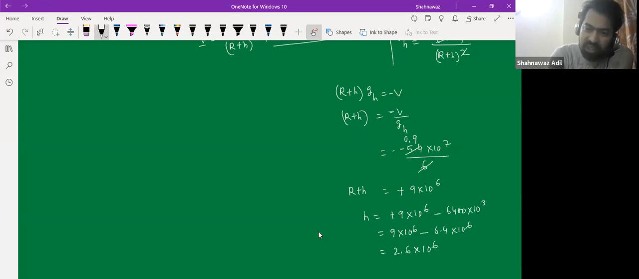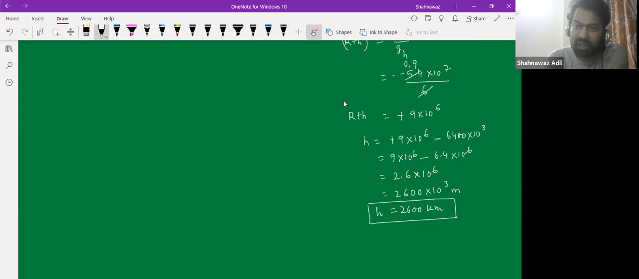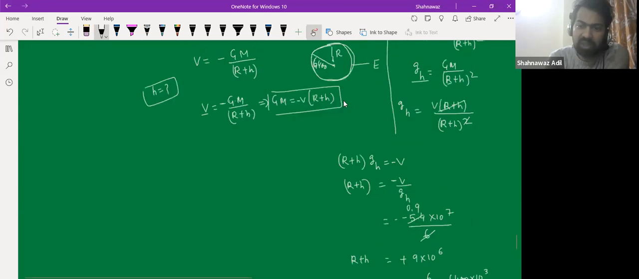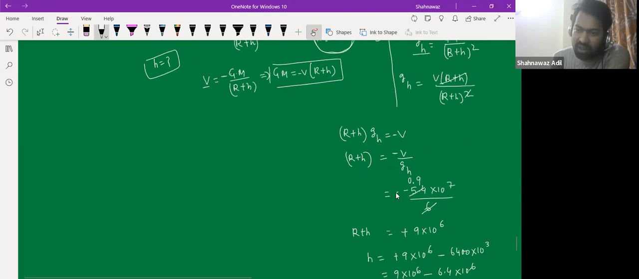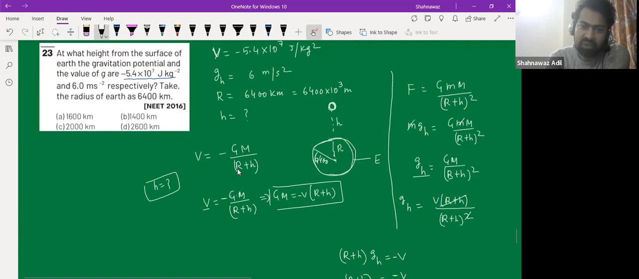So how much is this thing? This is 2600 into 10 to the power 3 meters, so this is 2600 kilometers. This would be the height. The important thing was that we have to keep this negative sign, otherwise we'll get a negative value of h. Height cannot be negative, so that is why we have to keep this negative sign.